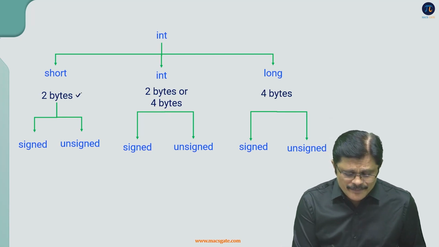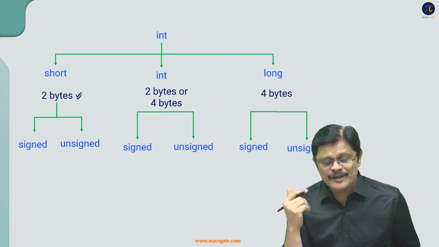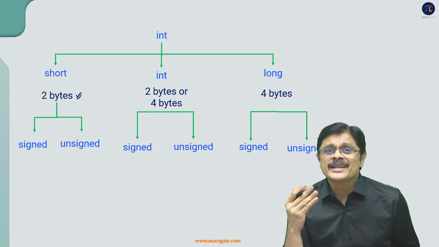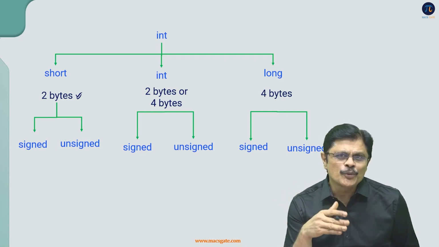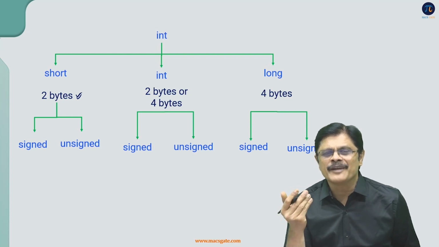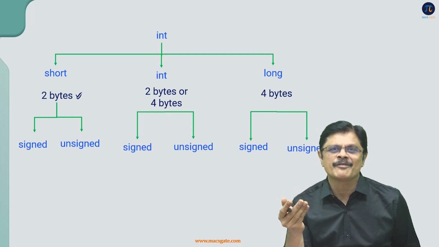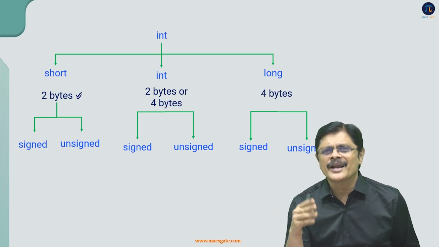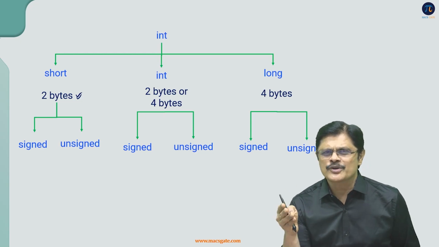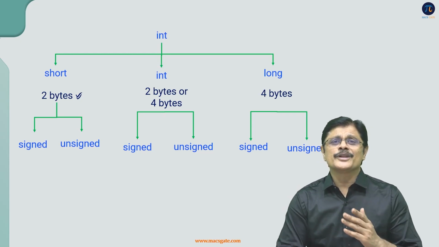For short, most compilers, even old compilers, take 2 bytes, whereas for integer, it depends on the type of compiler. Old compilers may take 2 bytes of memory, whereas in new compilers the size of an integer variable may be 4 bytes. For example, I am using a compiler in which the size of an integer variable is 4 bytes. Almost all the latest compilers take 4 bytes for integer. In that case, integer and long are the same. Even for long, most compilers will take 4 bytes of memory. Again, it depends on the type of compiler.